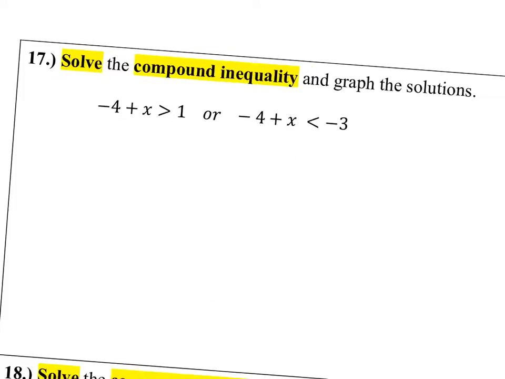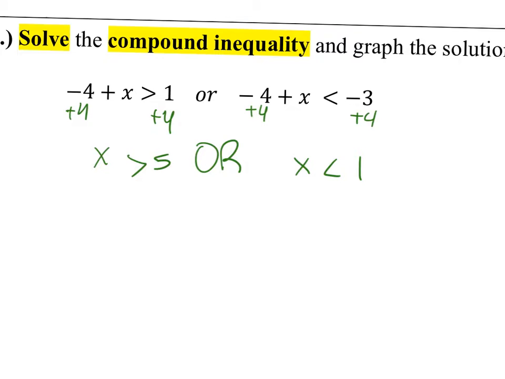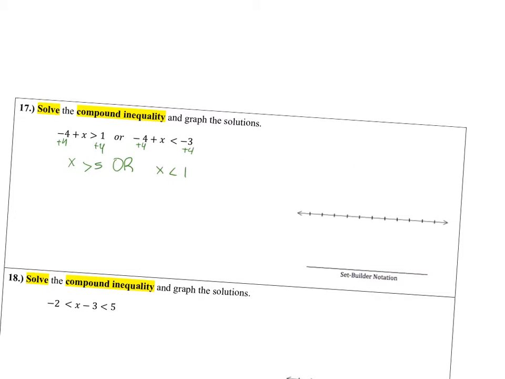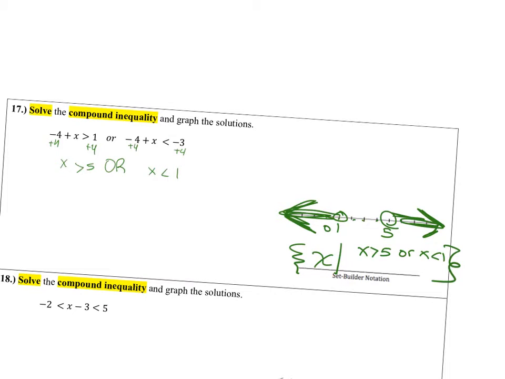Okay, so number 17, it's an or. We're going to treat them independently. I'm going to add 4 to both sides, and I get x is greater than 5. Or, add 4 to both sides, x is less than 1. So I have the inequalities. Now I'm going to graph it. If this is 0, 1 is here, 2, 3, 4, 5 is here. X is less than 1, or x is greater than 5, and in set builder, x such that x is greater than 5, or x is less than 1.